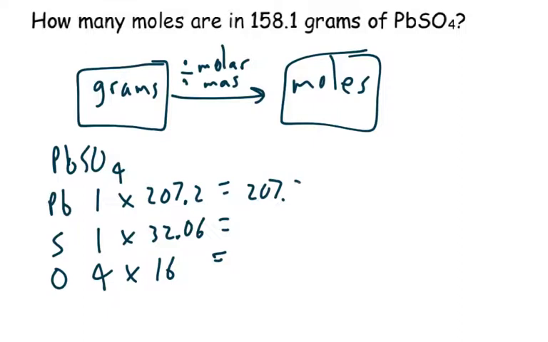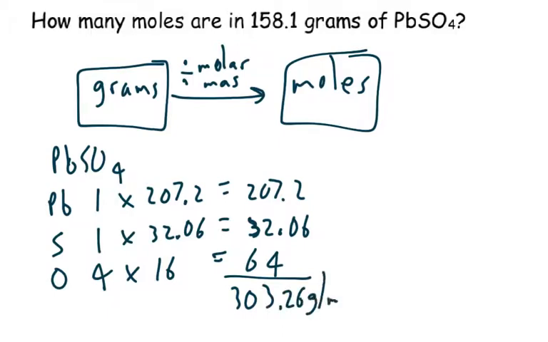Then we're going to multiply across here. This is 207.2, 32.06, and this will be 64. And then we're going to go ahead and add these numbers up. So the molar mass here is going to be 303.26 grams per mole.